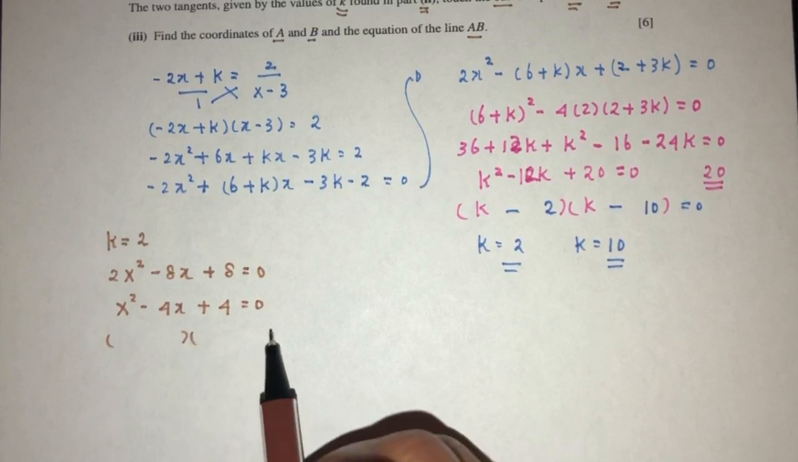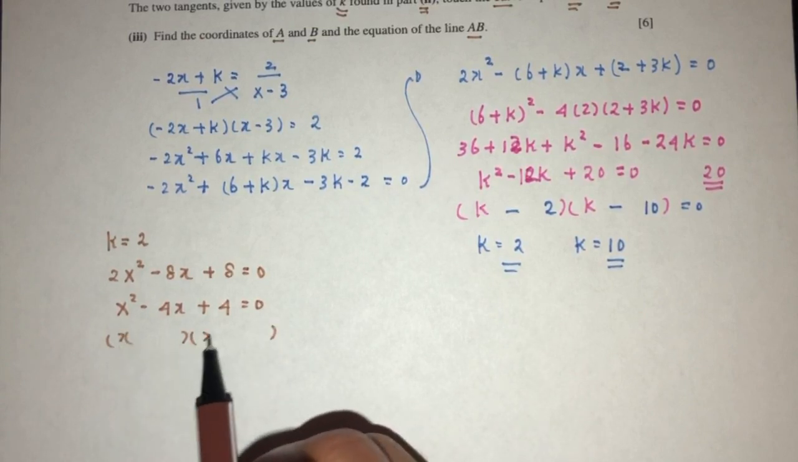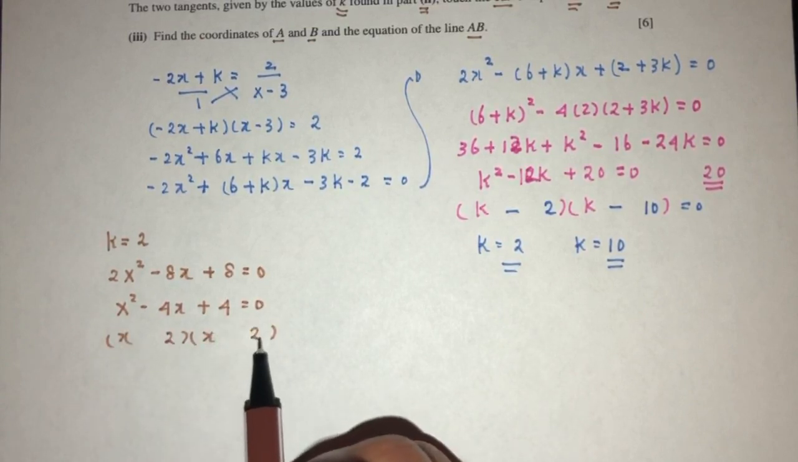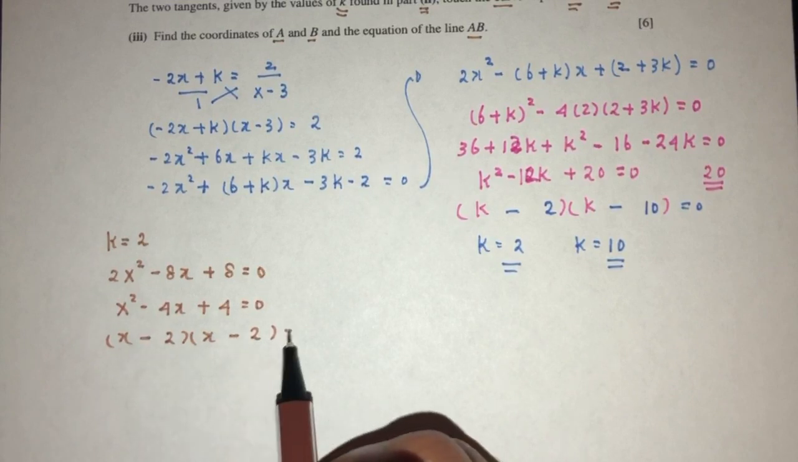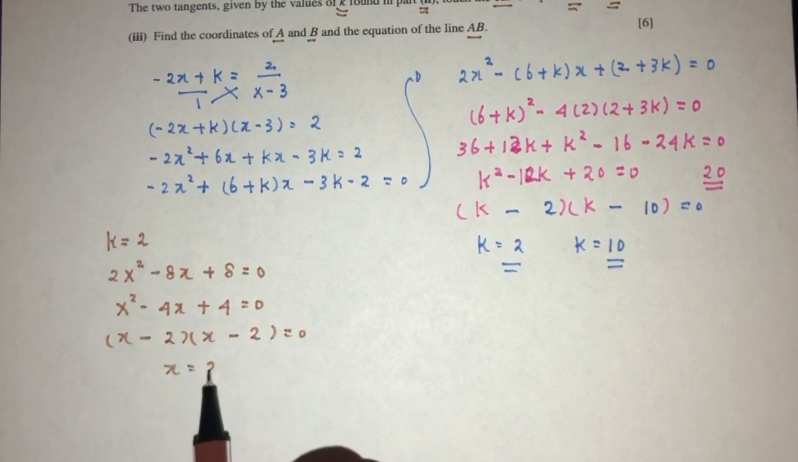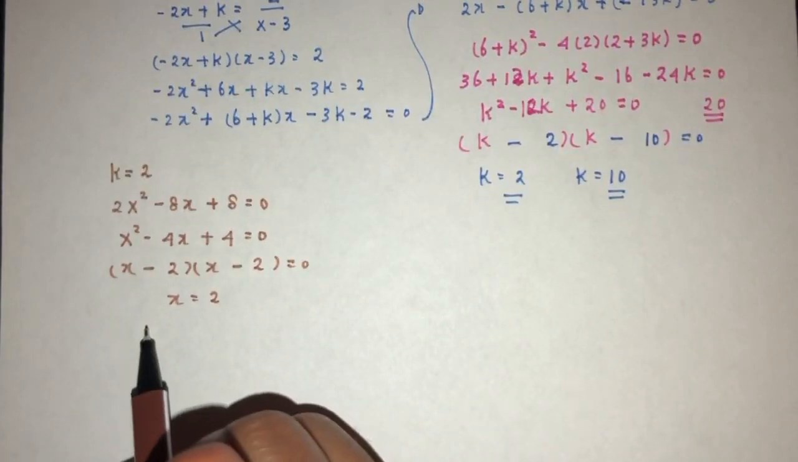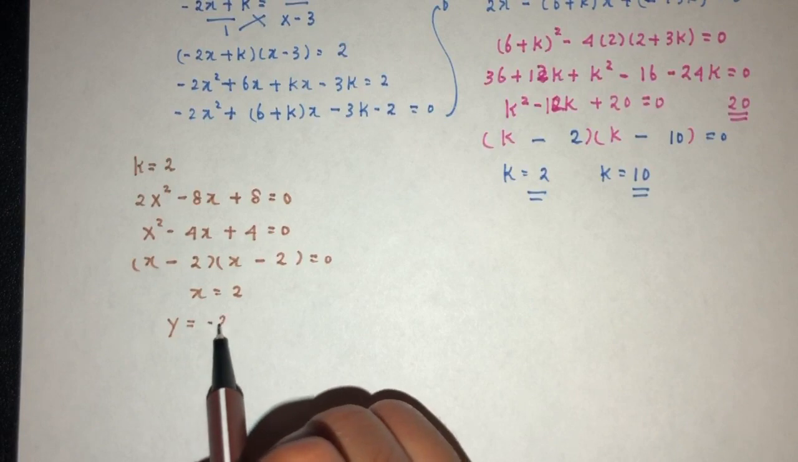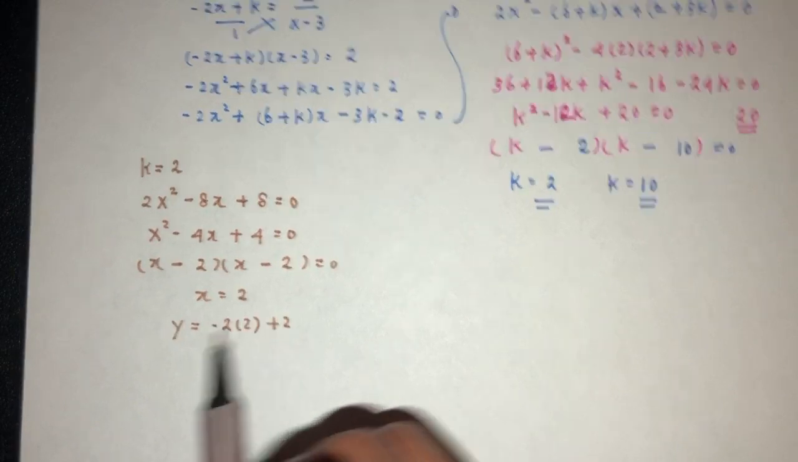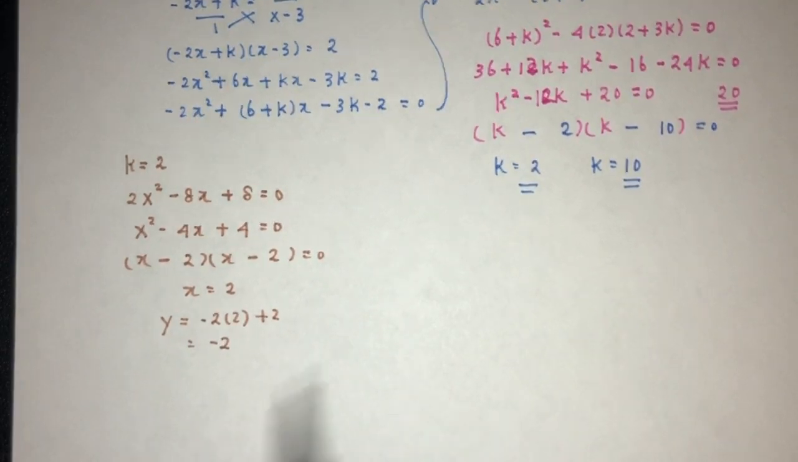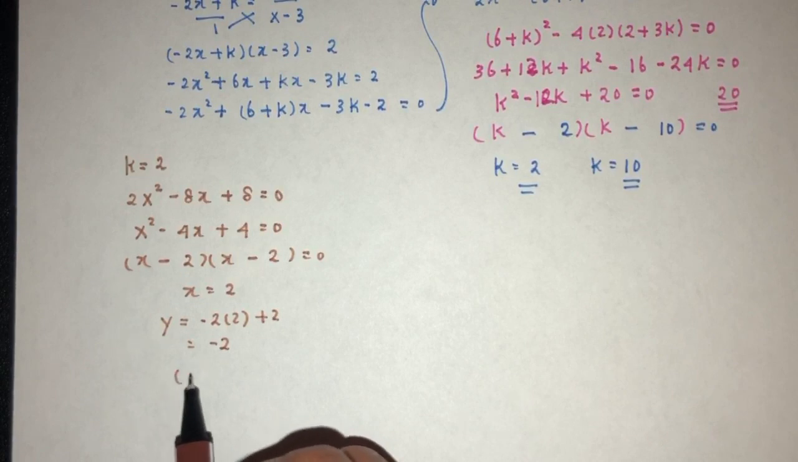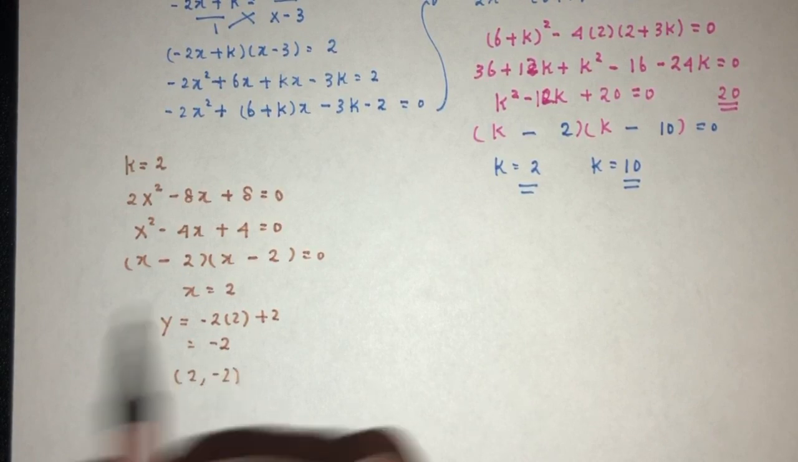So factorize, that will be x times x. 4 is 2 times 2. Minus 4 is minus 2 minus 2. So x can be the value of 2. Now what is the corresponding value of y? Replace back in your main equation back up here. Minus 2x plus k, so minus 2 times 2 plus k. That should be the value of minus 2. So the point A is (2, minus 2).